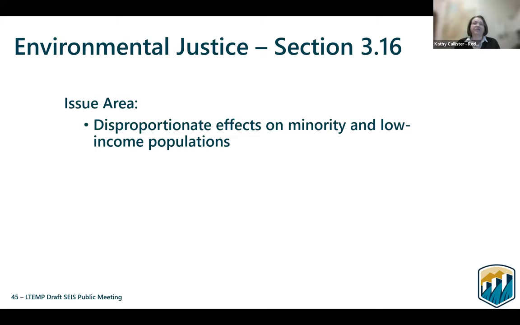All right, moving on to environmental justice, which is covered in section 3.16. The issue area for environmental justice is disproportionate effects on minority and low-income populations. All 11 counties in the environmental justice study area meet one or more criteria for consideration as EJ communities. So this one we're going to spend a little time on. And under the action alternatives, we would see potential impacts to EJ communities, but those impacts would vary by alternative.